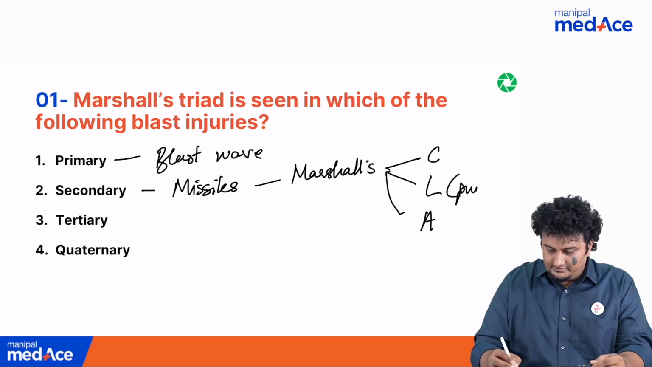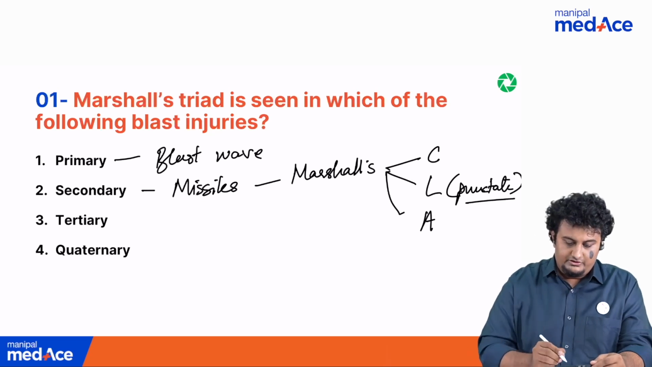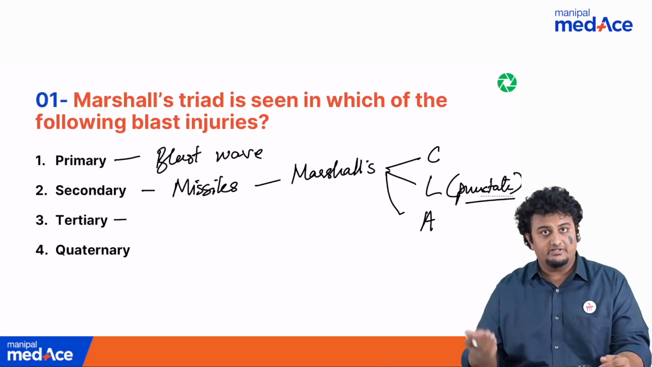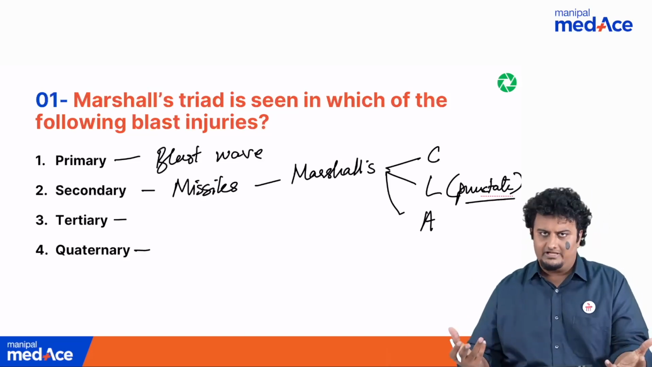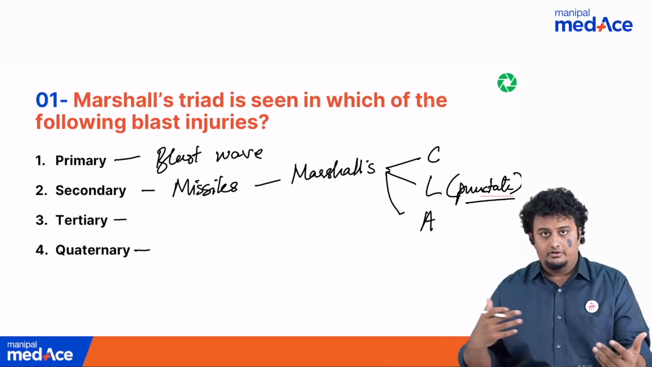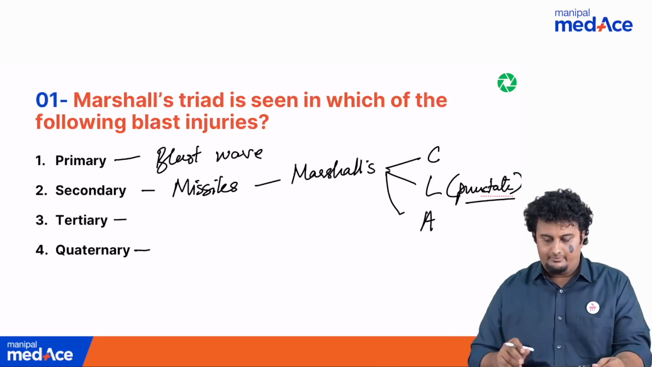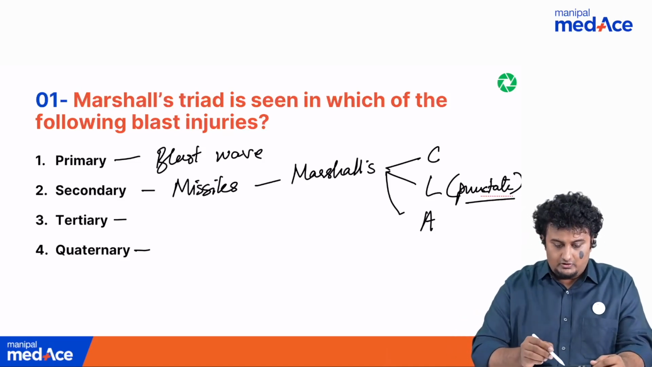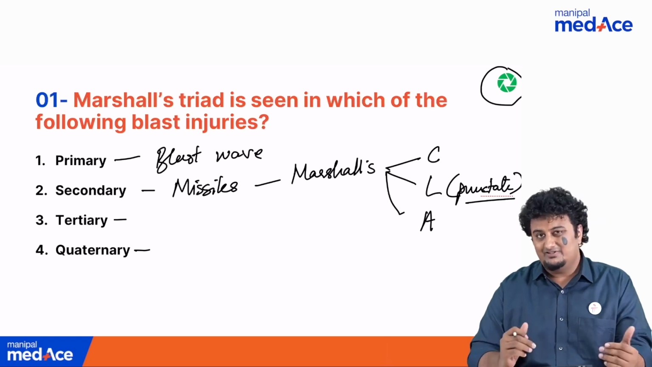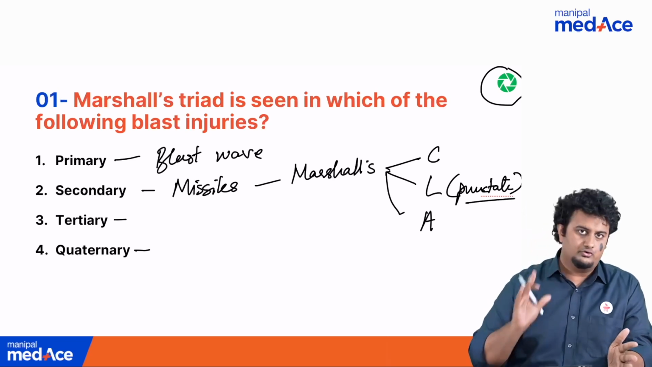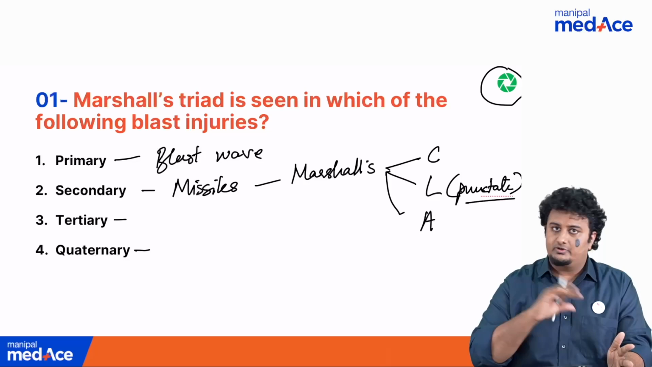These are punctate lacerations, so that you remember it. Tertiary has to do with body displacement and falling masonry, and quaternary is any added damage like burns or radiation or chemical damage that may happen. I hope you guys are also noting that I have put this mark over here. This basically means this is a very straightforward question. You should not waste time. This is a time saver question.